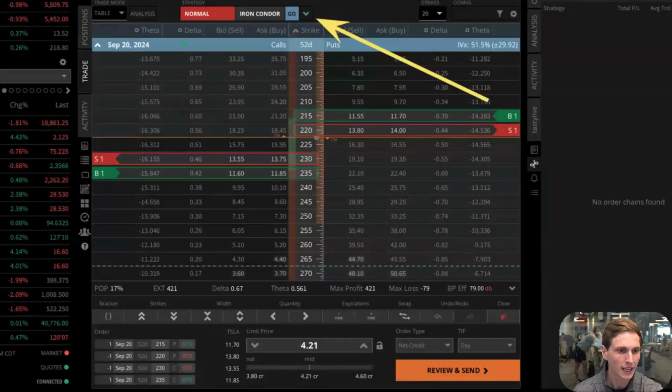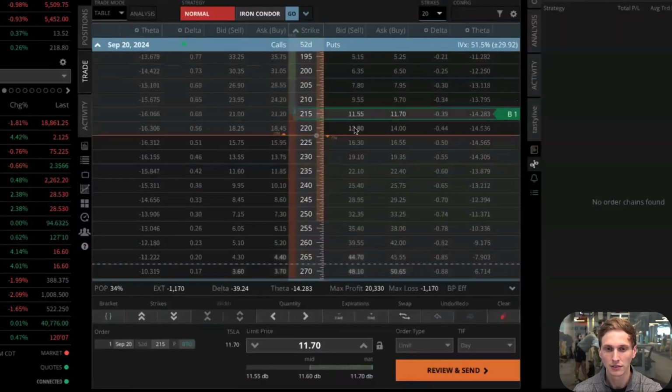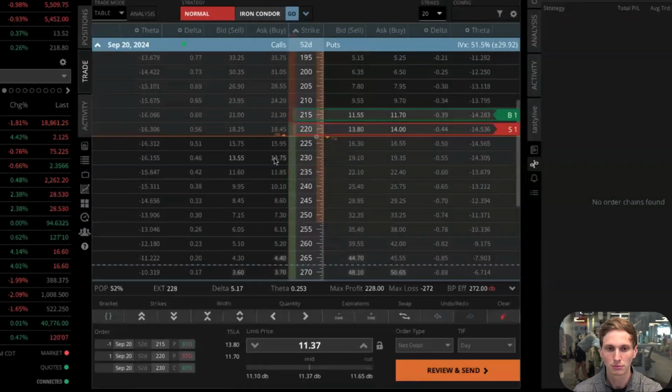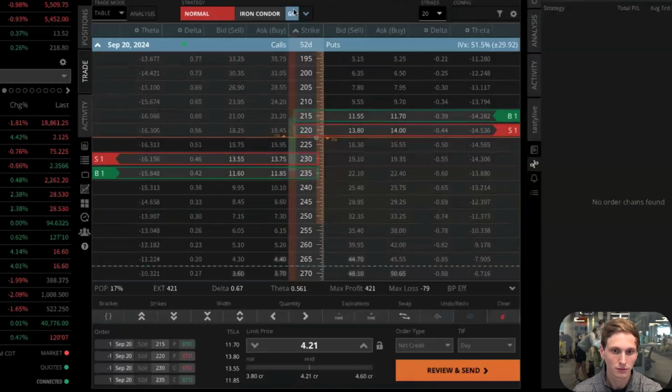Once we have those legs set up, and just to show you what it would look like too, just by clicking on it, you could also just go buy, sell, buy, sell, or click on go up here. So I messed up there on the click, but you can inverse around.